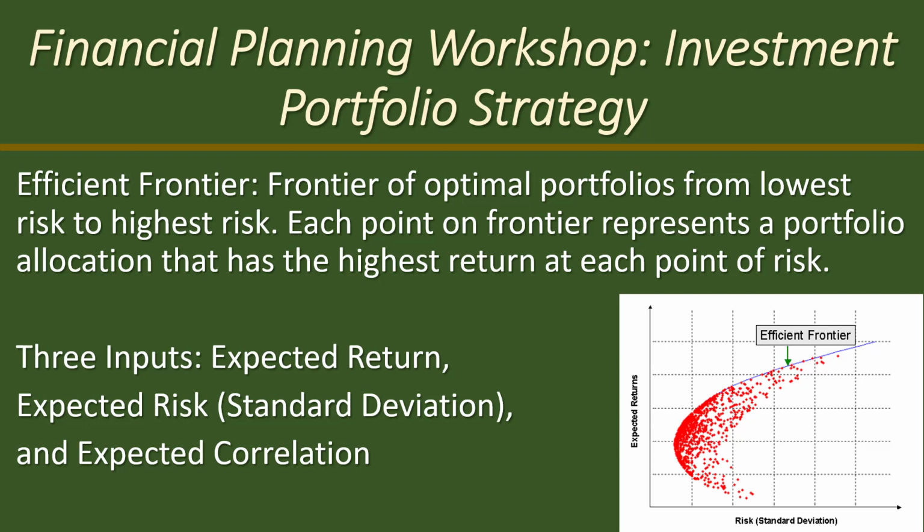Any portfolio below that would not be efficient because it would have the same level of risk but a lower expected return. You can't find a portfolio above the efficient frontier because it's mathematically impossible. So that efficient frontier is the highest returning portfolio at each point of risk.